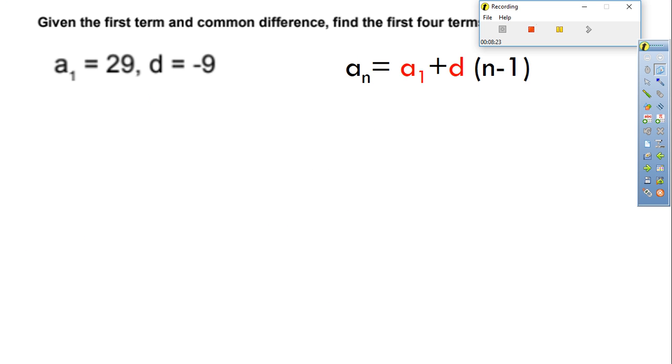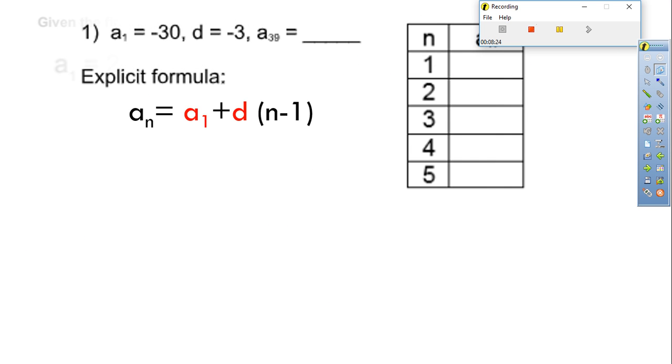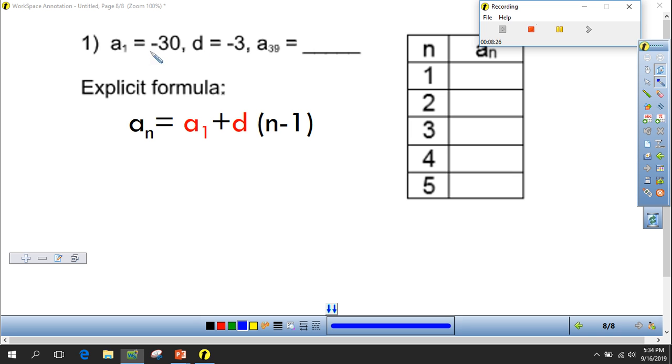Let's look at another type of problem that you may encounter. Still the same information. It gave you your first term. It gave you your common difference. It wants to know what the explicit formula is. It wants to know the first 5 terms. This time they have built it into a table. And then they also want to know what the 39th term is.